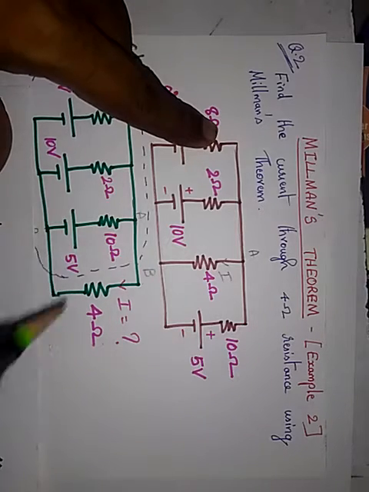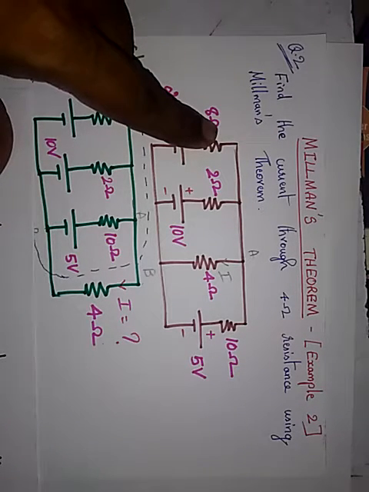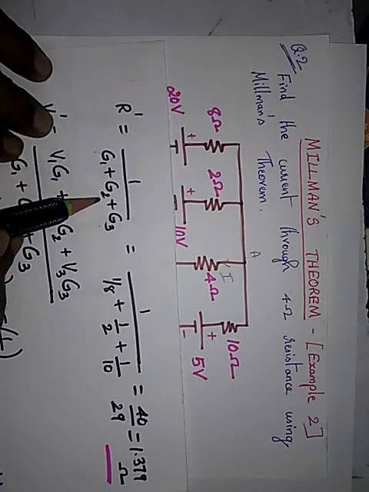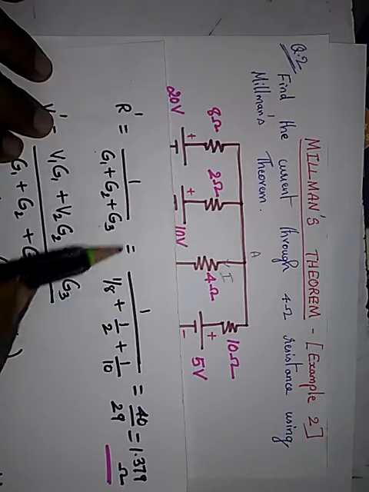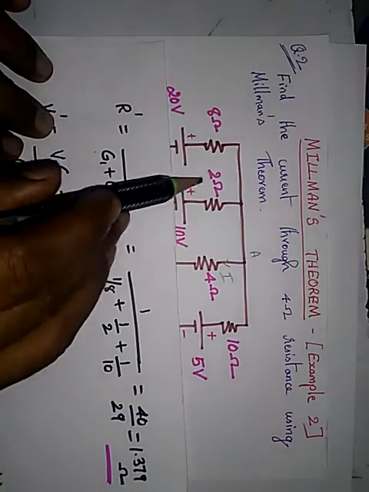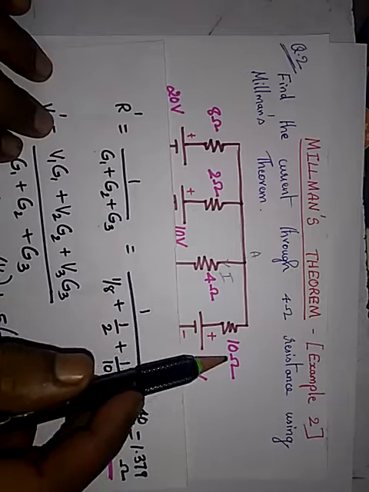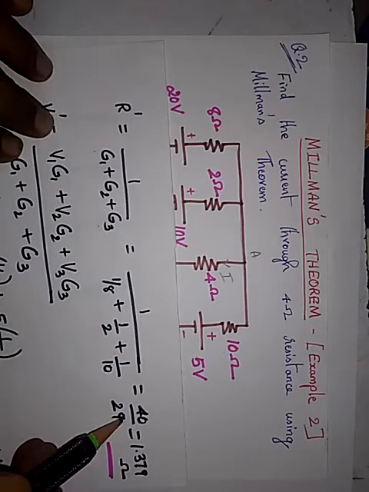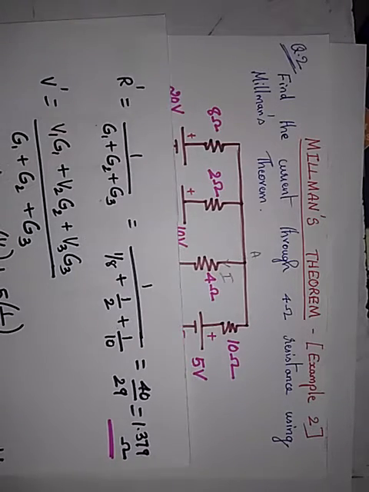So these are all resistances we are converting into conductances G1, G2, G3. That is 1 by 8 plus 1 by 2 plus 1 by 10. So that is 1 by G1 plus G2 plus G3, which is 1 by 8 plus 1 by 2 plus 1 by 10. So if you simplify, you will get 40 by 29, and if you solve for this, you will get 1.379 ohms. That is the R dash value.